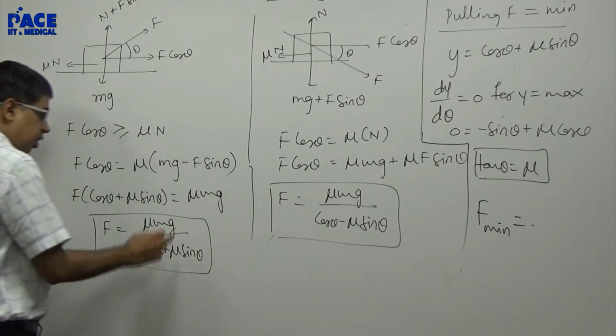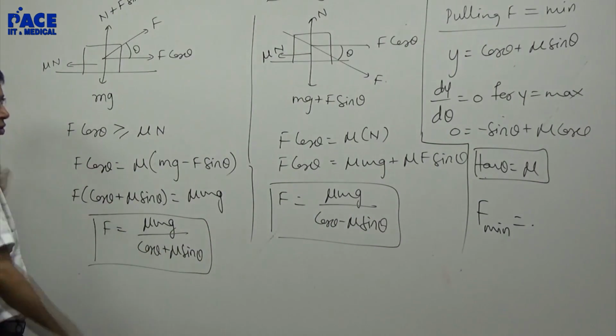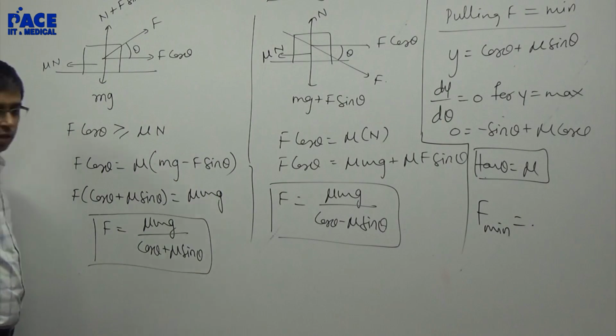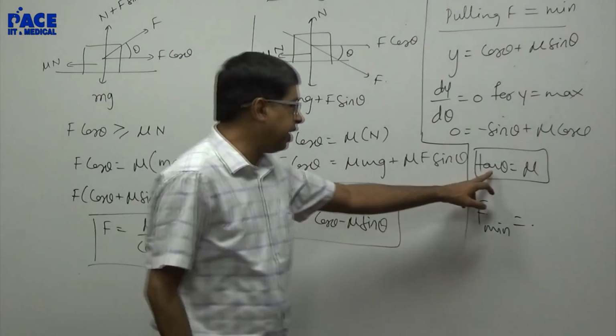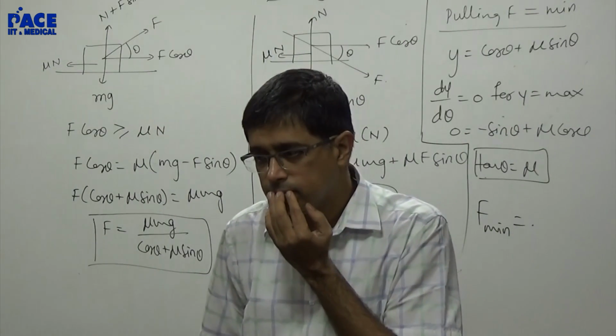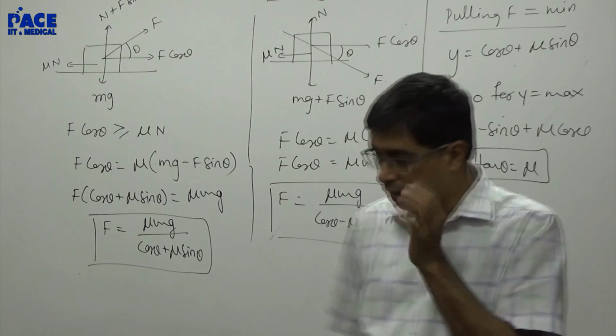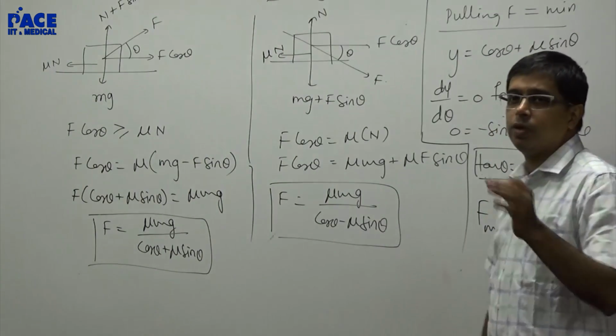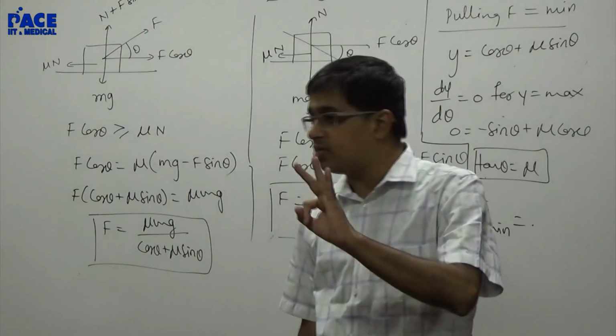From this, what is the angle at which I should pull so that the force is minimum? Sir, you found tan theta is mu. Right. Now tan theta equal to mu. In today's class we came across 3 places.